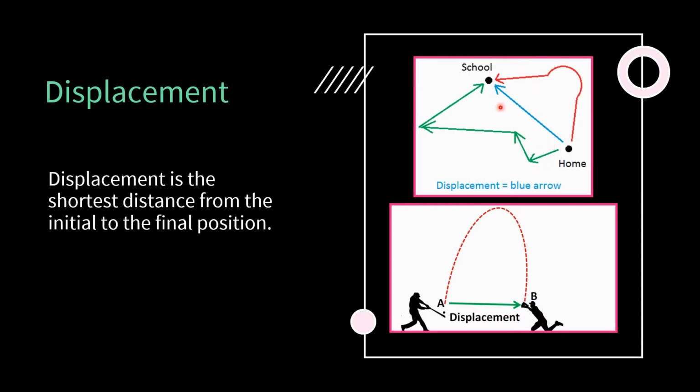Here also you can see there are different paths to travel to school from home. This blue arrow represents displacement. The green and the red one can be the distance. You can take any path to travel. Displacement is the shortest distance from the starting and the finishing point.